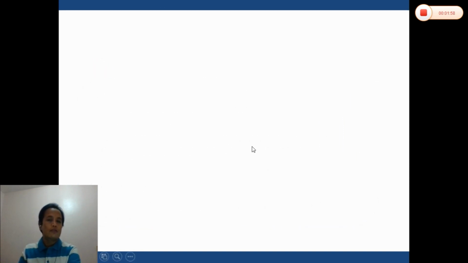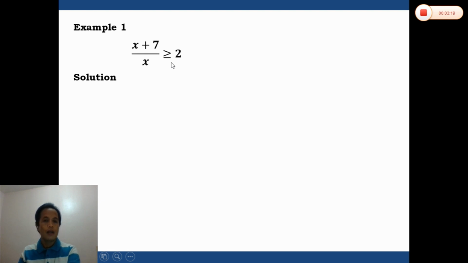So let's proceed directly to our examples. For example 1, we are given this inequality: x plus 7 over x is greater than or equal to 2. So for the first step, we need to set the right side of the inequality to 0. Since we have 2 here, we need to use the subtraction property. So we need to subtract 2 here, and we will also subtract 2 at the left side of the inequality. So the resulting inequality becomes x plus 7 over x minus 2 greater than or equal to 0. This time, our right side of the inequality is now 0 because 2 minus 2 is 0.